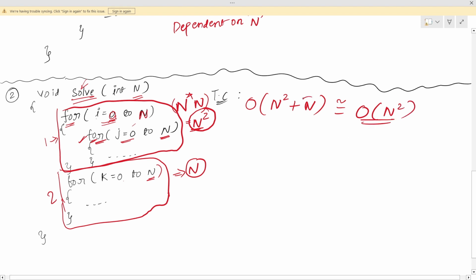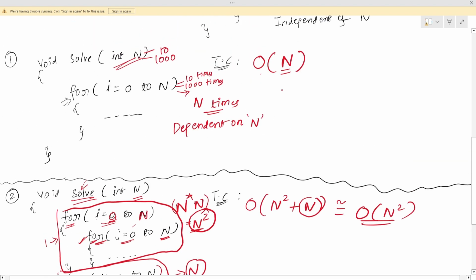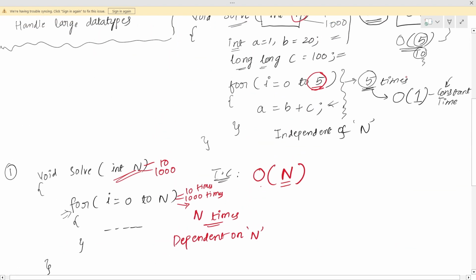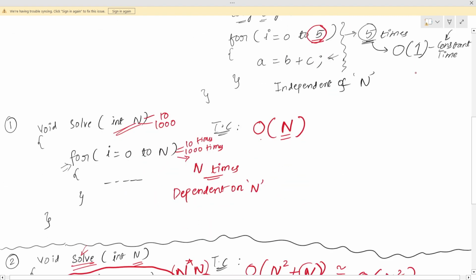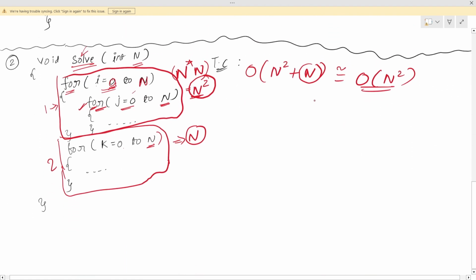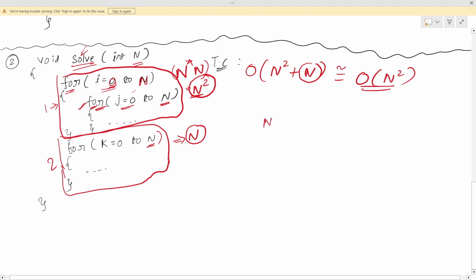That means we will neglect the lower order terms, just like how we neglected the 5 in the previous discussion. Like we said big O of 5, but we neglected it. That means we have normalized or generalized it to 1. In a similar fashion, we will try to neglect these lower order terms. Okay, so I'll tell you with proof why we neglect these lower order terms.